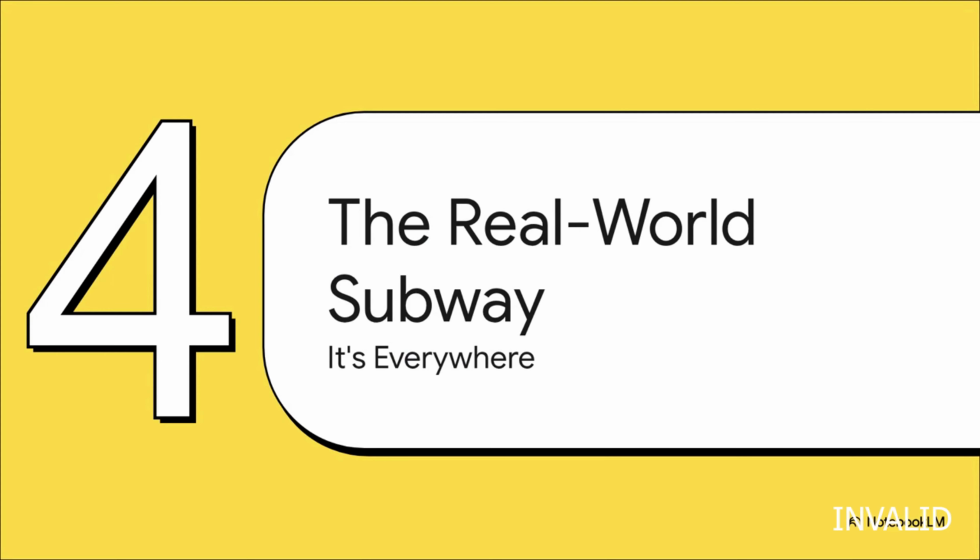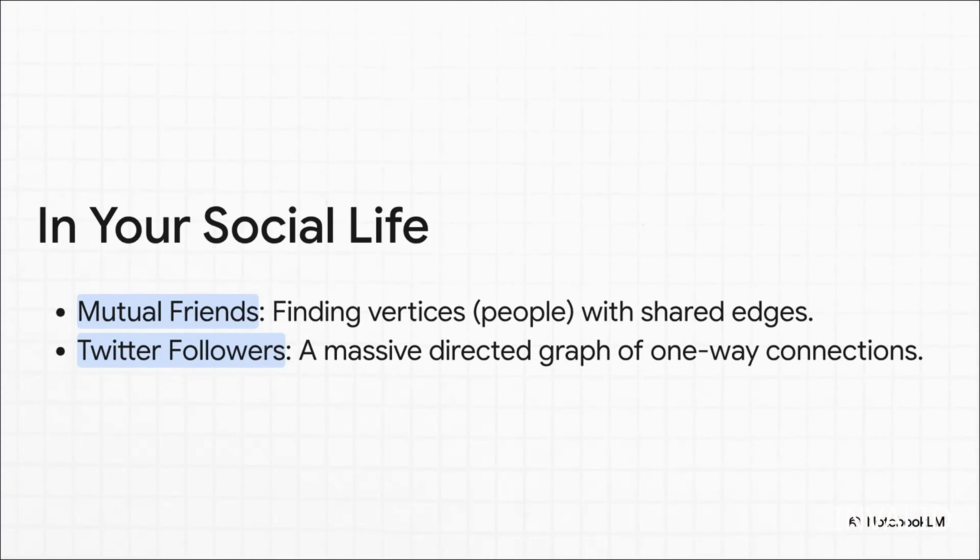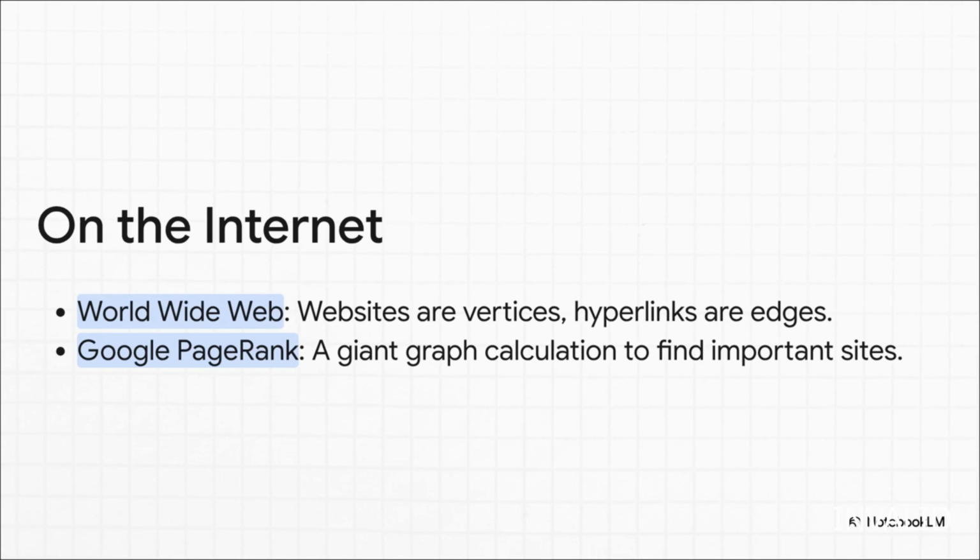Okay, so let's recap. We've built the map, we've turned it into data, and we've figured out how to navigate it. So now, for the big reveal. This isn't just some abstract computer science theory. This subway system, it's running right now, all around you. Think about your social life. How does Facebook find your mutual friends? It's just looking for people, vertices, that both you and someone else have a connection, an edge, to. Simple. And Twitter? The whole thing is just one gigantic directed graph, a massive one-way subway system of information and influence.